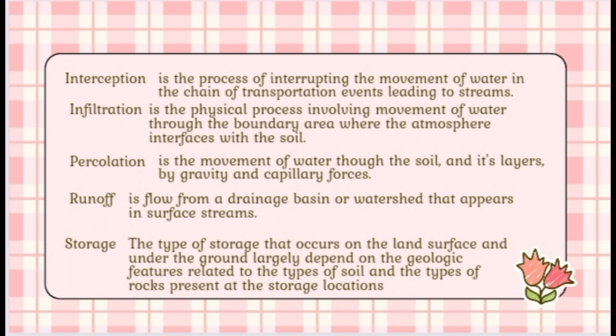Next is runoff. Runoff is the flow from a drainage basin or watershed that appears in surface streams. It generally consists of the flow that is unaffected by artificial diversion, storage, or other works that society might have on or in a stream channel.